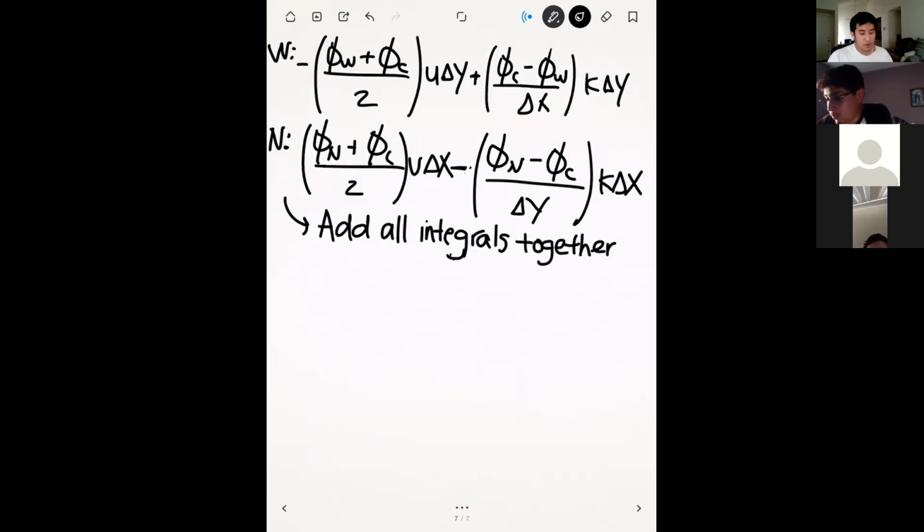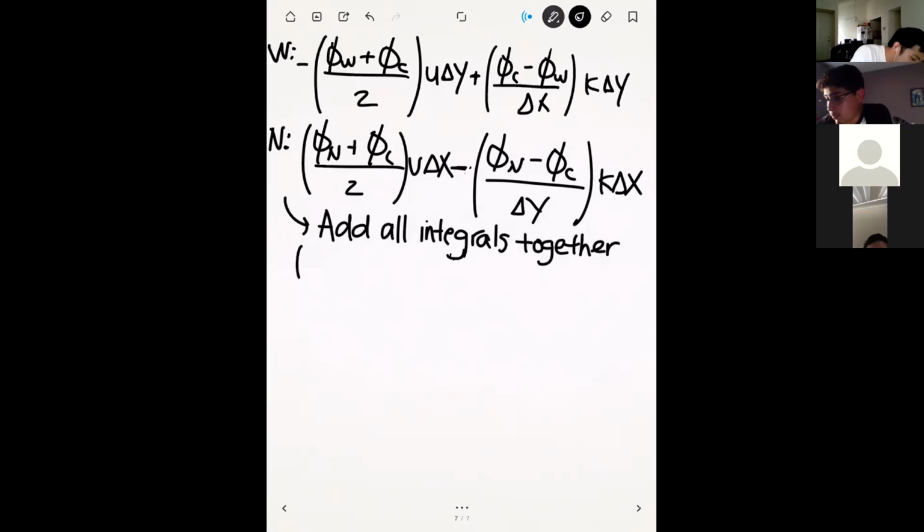Okay. So now that we have the integrals in this form, we can simply add them together, and then we'll finally get our expression. So a lot of derivations today, I know, but this is the one that you can plug in for all the interior nodes, or interior cells, sorry.